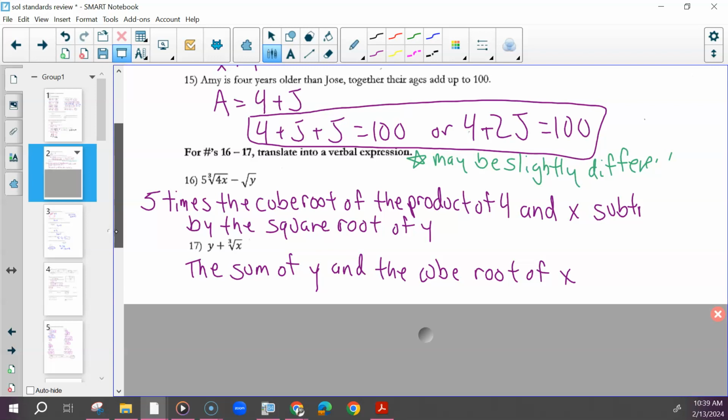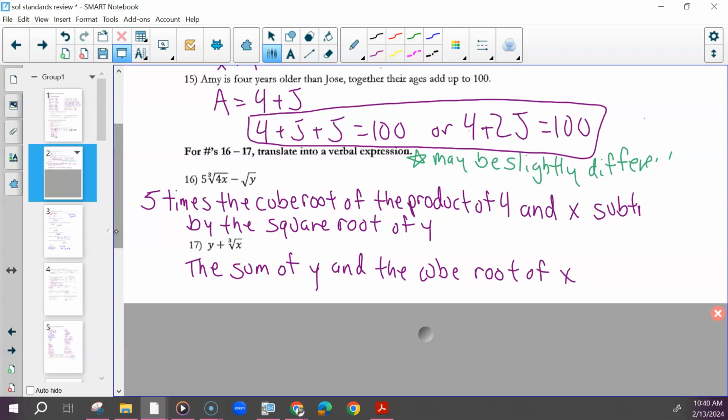5 times the cube root of the product of 4 and x, that was supposed to say, subtracted by the square root of y. And then the sum of y and the cube root of x. Remember that these can be as complicated or simple as you want. This, you could have said y plus the cube root of x, and that would be fine. Questions on any of those?